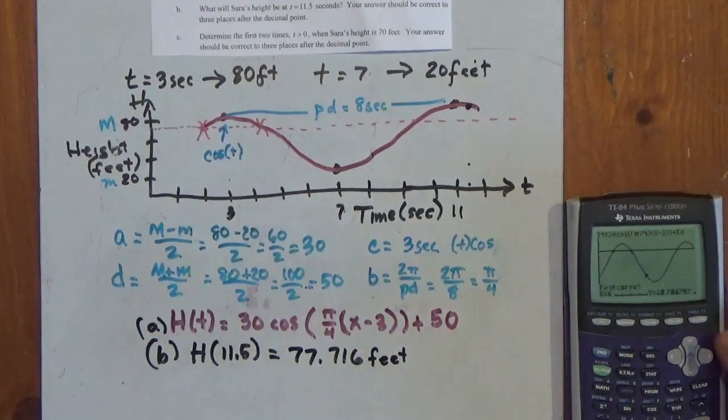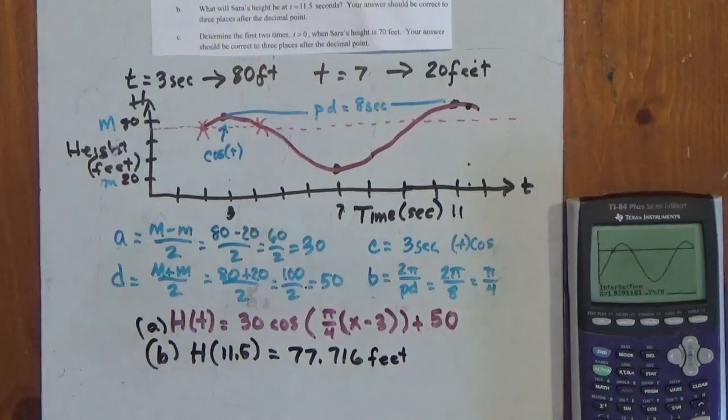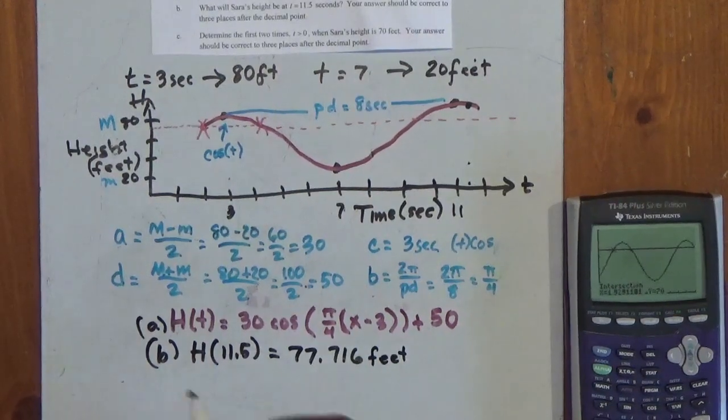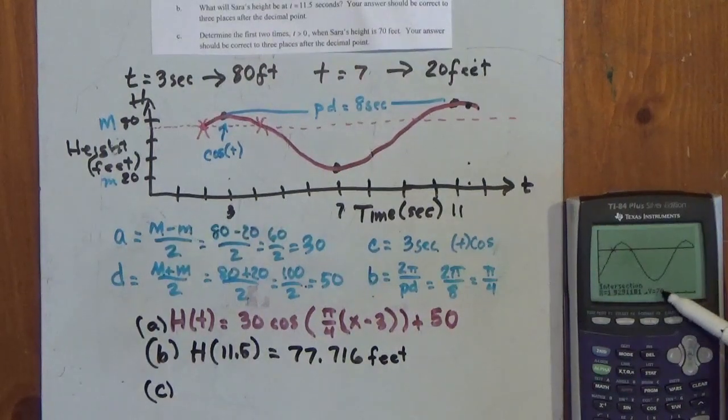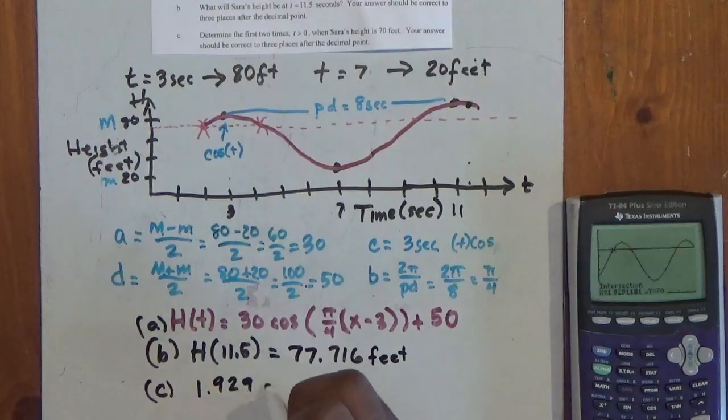So we go second calc, and we have to do these separately. Second calc intersect. I usually just, when it says first curve, hit enter, and then scroll over close to that first intersection point. You can put it right on it or close to being on it. Don't want to guess, hit enter. And it tells us that the first time that we are intersecting a height of 70 is at 1.929 seconds.